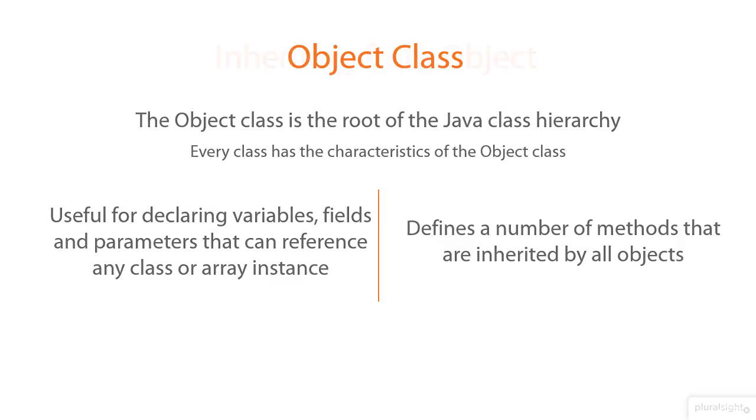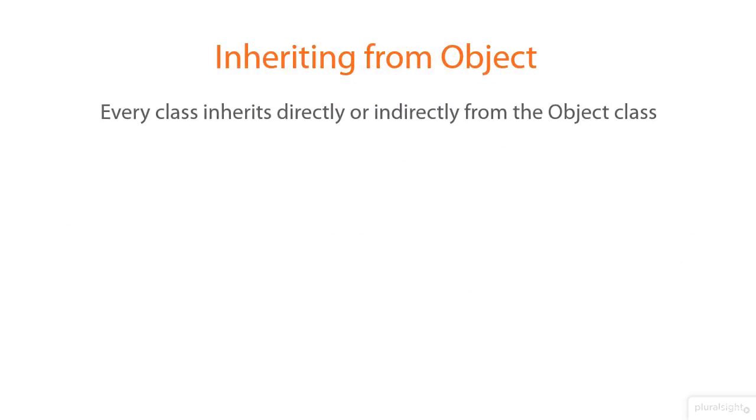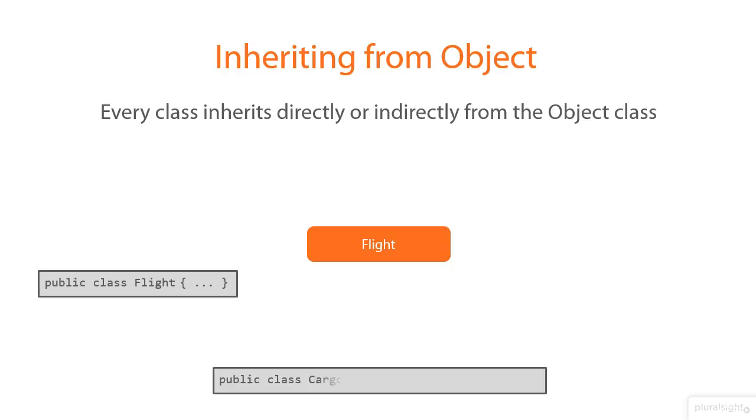If we look at the idea of inheriting from the Object class, every class inherits either directly or indirectly from the Object class. Let's look at some of the classes we've written throughout this course. We have our Flight class. If we were diagramming this, we might draw a box representing the Flight class. Then we have our CargoFlight class, so we'll draw a box for that. Remember that when we declared the CargoFlight class, we said that it extends the Flight class. The way we diagram that is we draw an arrow up to Flight, saying that CargoFlight inherits from the Flight class.